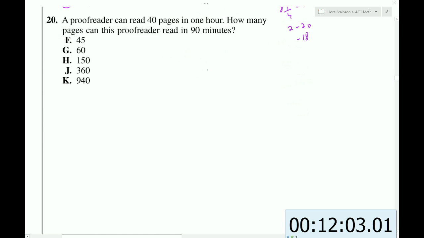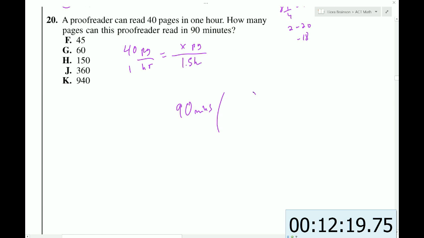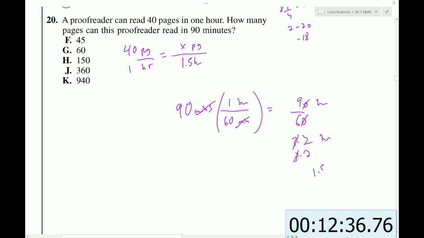A proofreader can read 40 pages per hour. In 1 hour, how many pages can they do in 90 minutes, which is really 1.5 hours? Right? If you didn't know that, you can convert 90 minutes, use the conversion factor of 60 minutes corresponds to 1 hour. So using dimensional analysis, these will cancel out, and we get 90 over 60 hours. These divide. 3 times 3, 3 times 2. The 3's cancel. You get 3/2 of an hour, also known as 1.5.